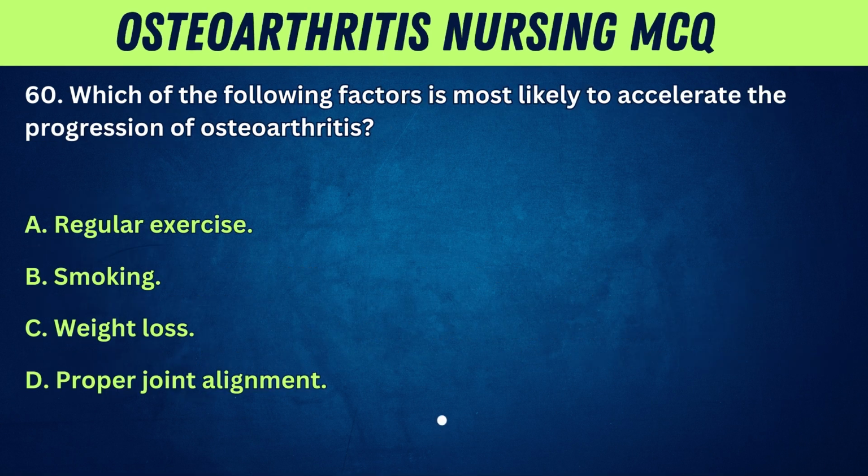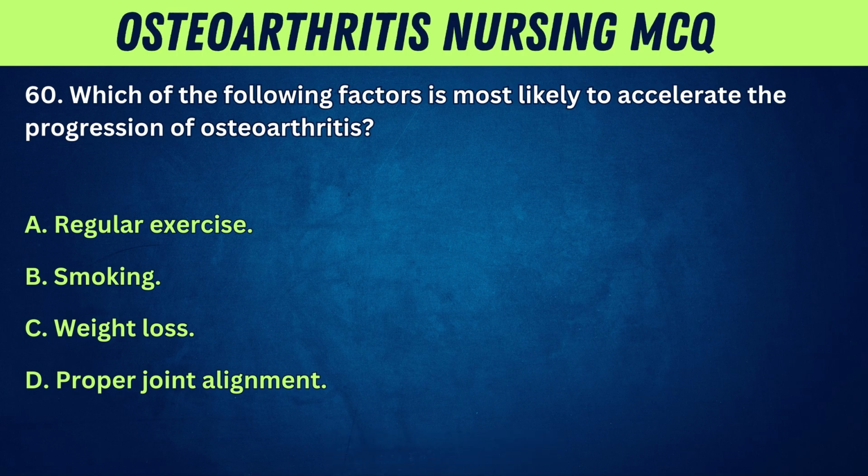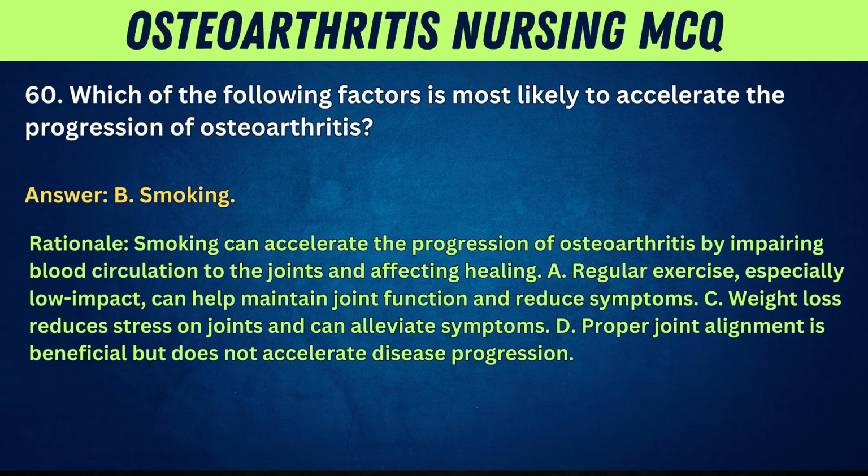60. Which of the following factors is most likely to accelerate the progression of osteoarthritis? A. Regular exercise. B. Smoking. C. Weight loss. D. Proper joint alignment. Answer: B. Smoking. Rationale: smoking can accelerate the progression of osteoarthritis by impairing blood circulation to the joints and affecting healing.